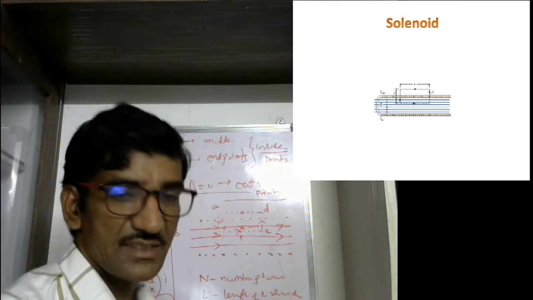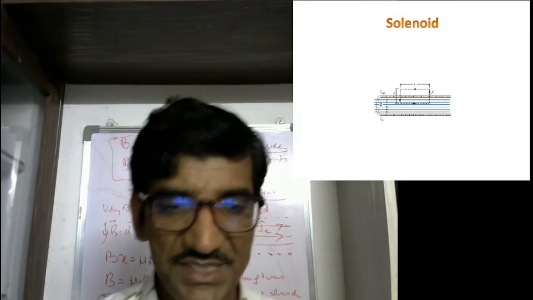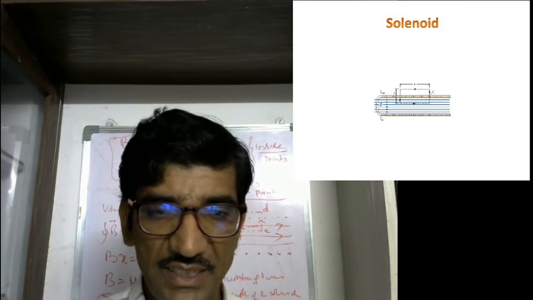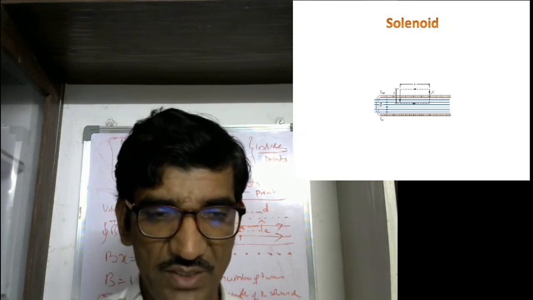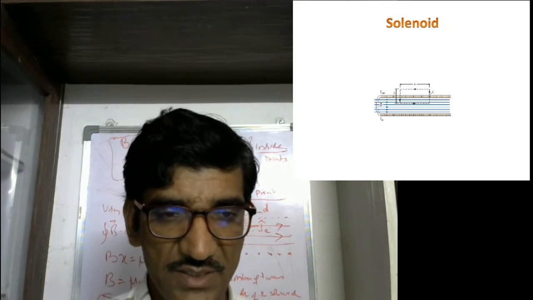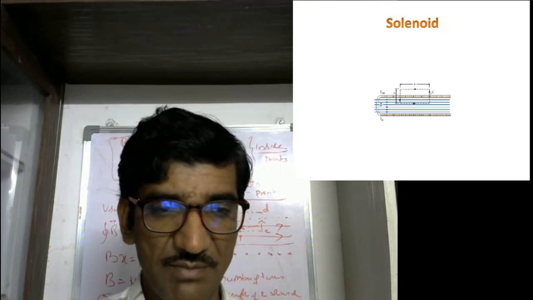Right. Now I will once again show you the variation of the magnetic field inside of the solenoid. Actually, that is uniform. Where is it uniform? In the middle portion.